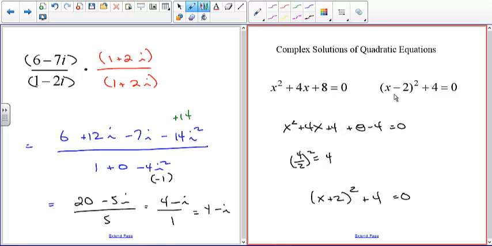I wonder why that's negative. Yeah, it doesn't make sense. It should be positive.